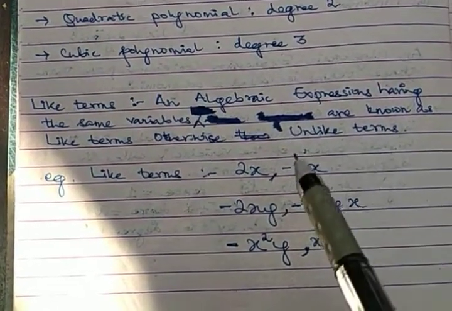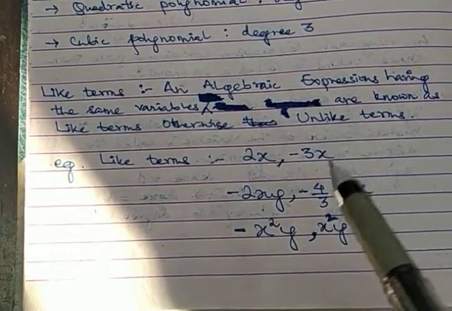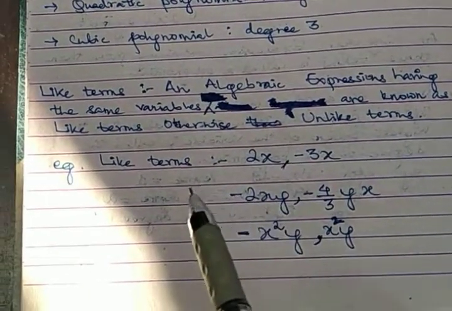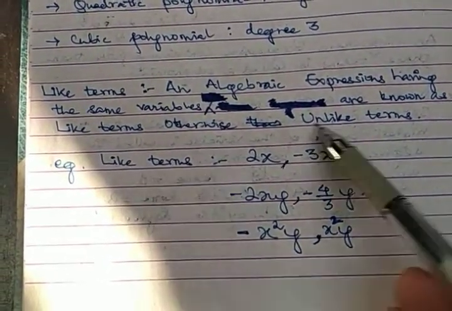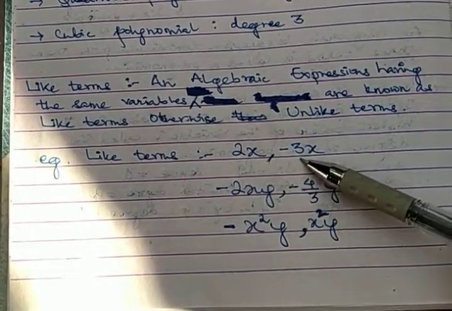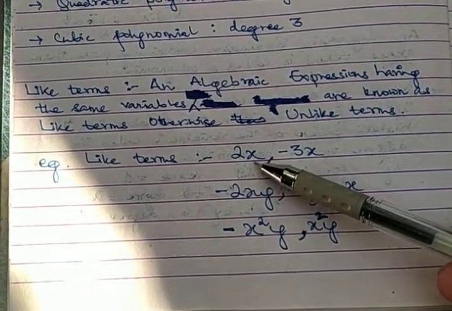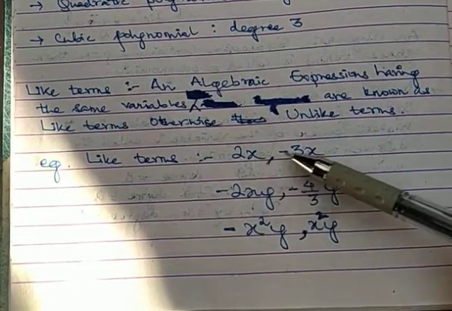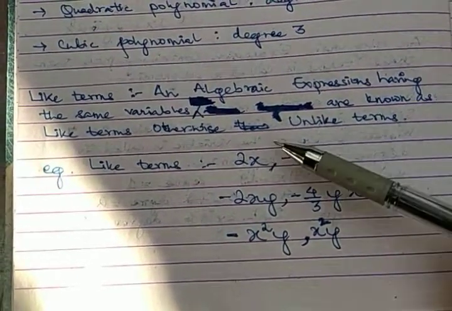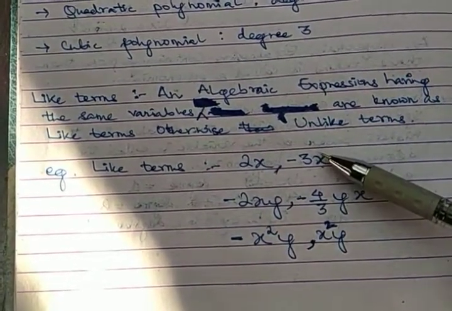Remember, for like terms and unlike terms, how can you differentiate between them? The variables have to be the same, as well as the powers of the particular variable. For example, in like terms I have written 2x and 3x. Whenever you are comparing these two single monomial terms, what I see here is the variables x and x, and the powers are also 1 and 1. So we can simply call them like terms.